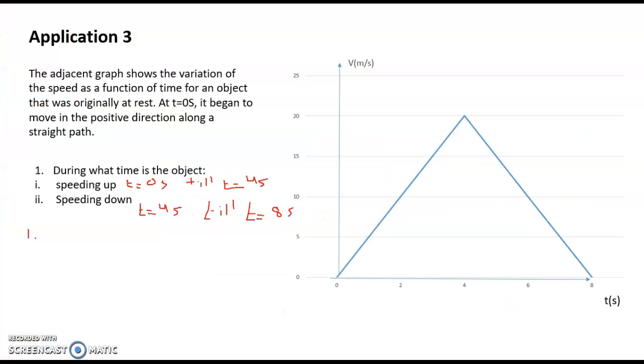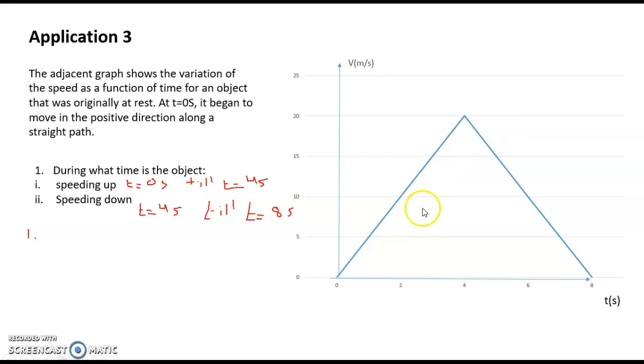Now, application 3. The adjacent graph shows the variation of the speed as a function of time for an object that was originally at rest. At t equals 0 seconds, it began to move in the positive direction along a straight path. During what time is the object speeding up?